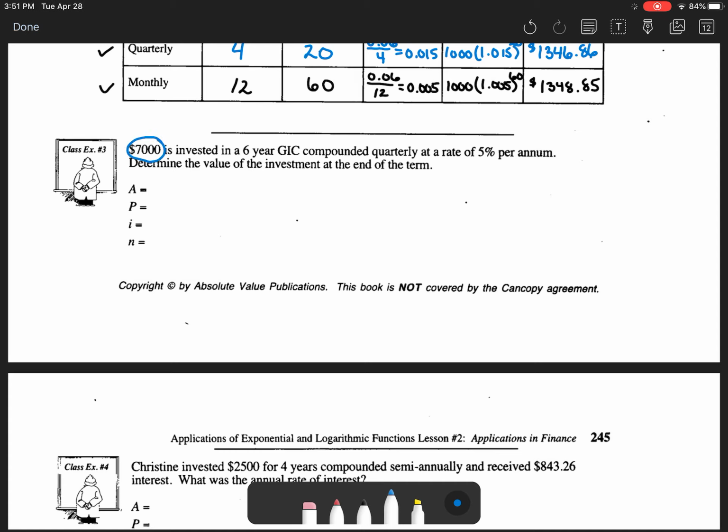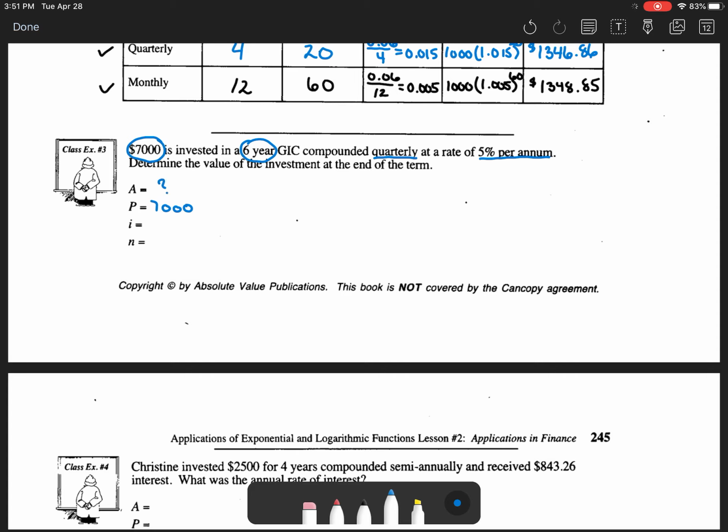So first one reads like this: $7,000 is invested in a 6-year GIC compounded quarterly at a rate of 5% per annum. Determine the value of the investment at the end of the term. So again, what's important here? Well, I'm investing $7,000. That's going to be my principal amount. Okay, what I'm starting with. I'm putting it in a 6-year GIC. Okay, so 6 years, that's going to be the length of time.